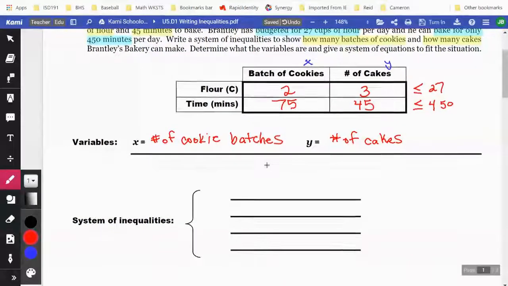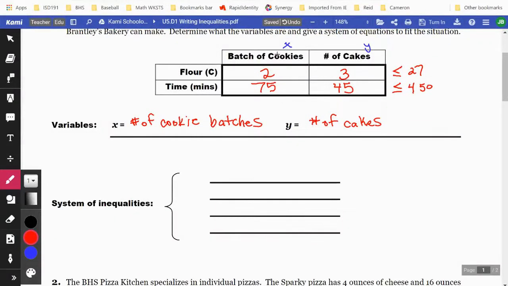So for writing our inequalities, our graphic organizer basically has everything set up for us, except for putting the variables in place. Remember, the batches of cookies are X, the number of cakes are Y. So we're going to take 2 times X, and we're going to take 3 times Y for the cakes. When we add those together to get the total amount of flour that Brantley uses, it has to be less than or equal to 27 total cups. Okay, this is the constraint on flour.